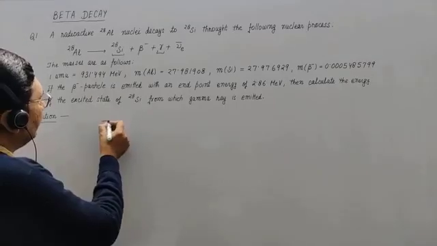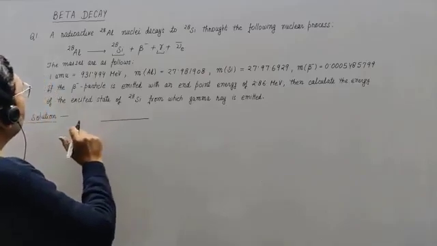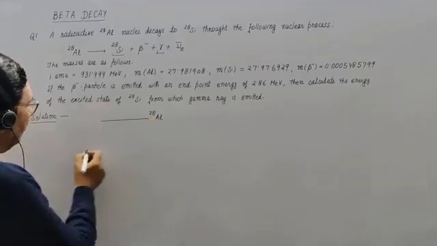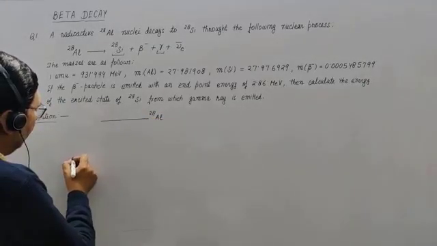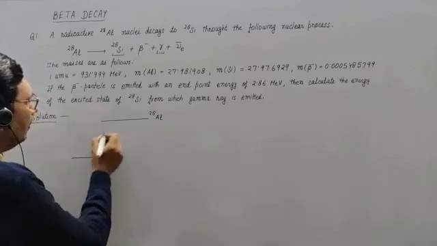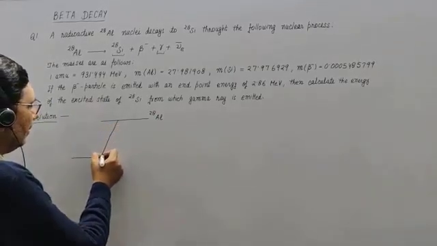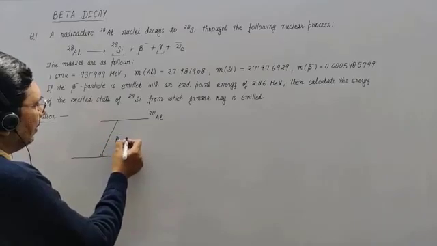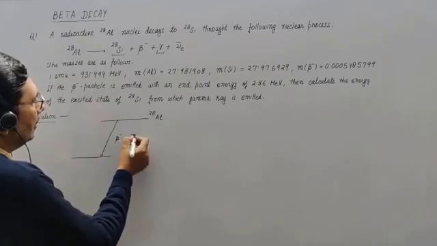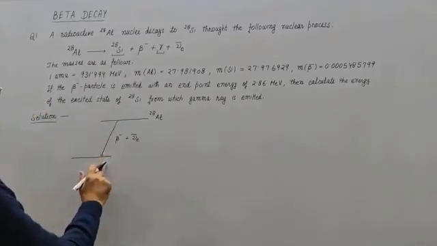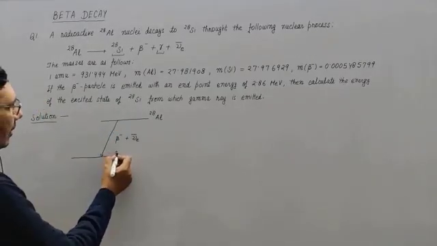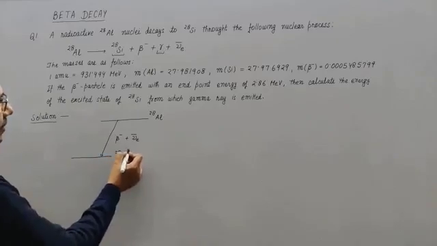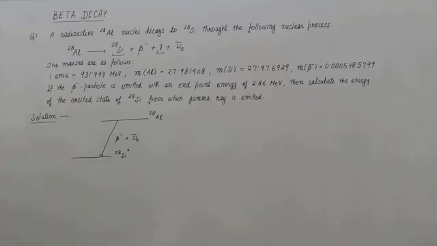What is happening here? This is 28Al. This nuclei emits a beta particle, this beta minus particle. So here the beta minus particle is emitted plus this antineutrino, and this nuclei converts into 28Si nuclei, but this is the excited state of this nuclei.